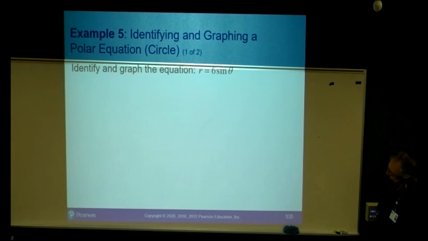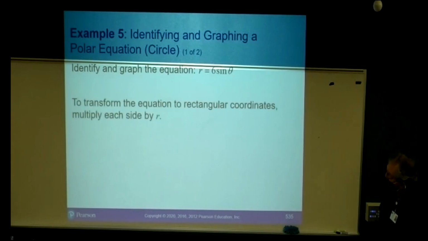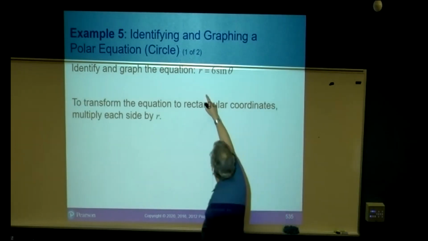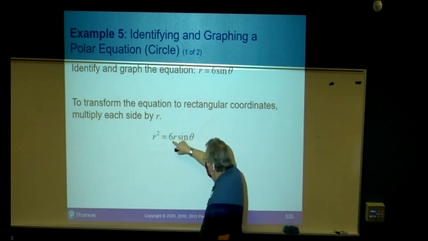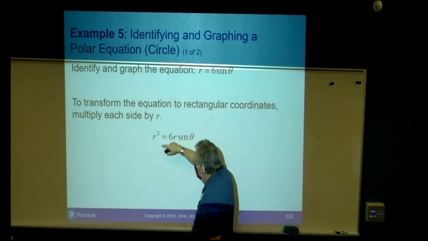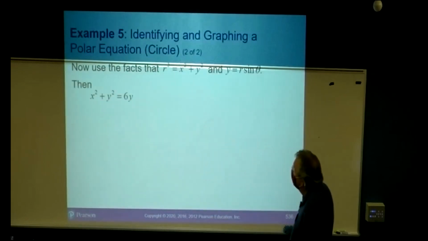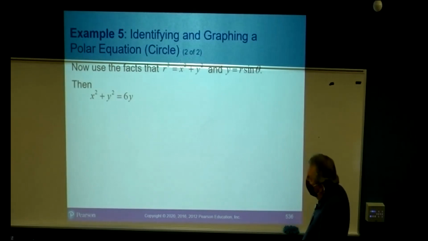So now we have this graph, r equals 6 sine theta. If I multiply both sides by r, then I'll have r squared, and I'll have r sine theta. And I can replace r sine theta with y, and r squared with x squared plus y squared. So we have that.